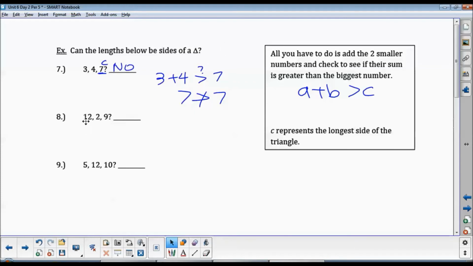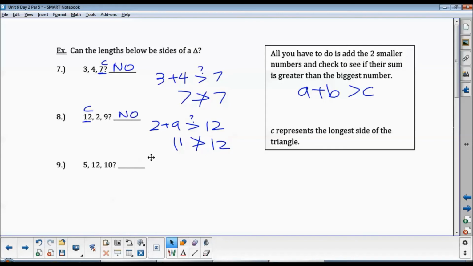Next one, we have 12, 2, and 9, so which is our C? 12 is going to be our C. So we're going to check, all right, that's my C, so add together the other 2, so 2 and 9. So does 2 plus 9, is that bigger than 12? 2 plus 9 is 11, and 11, as you guys know, is not going to be greater than 12. So no, this does not make a triangle either.